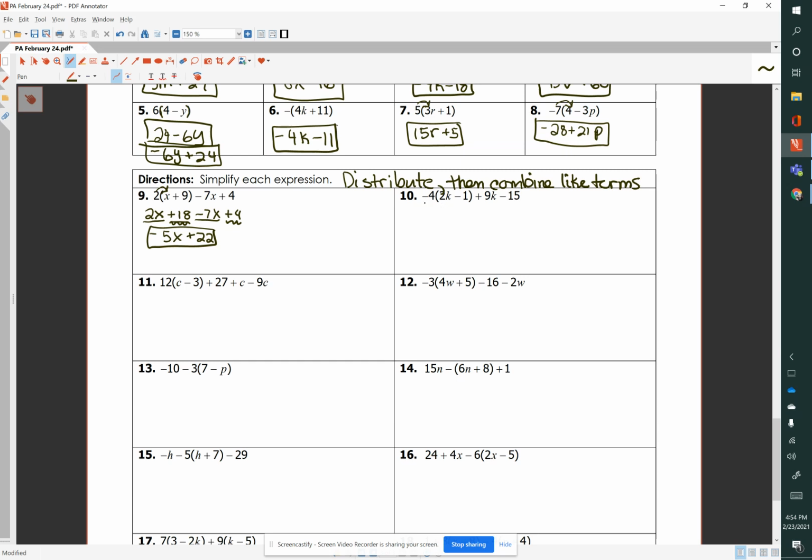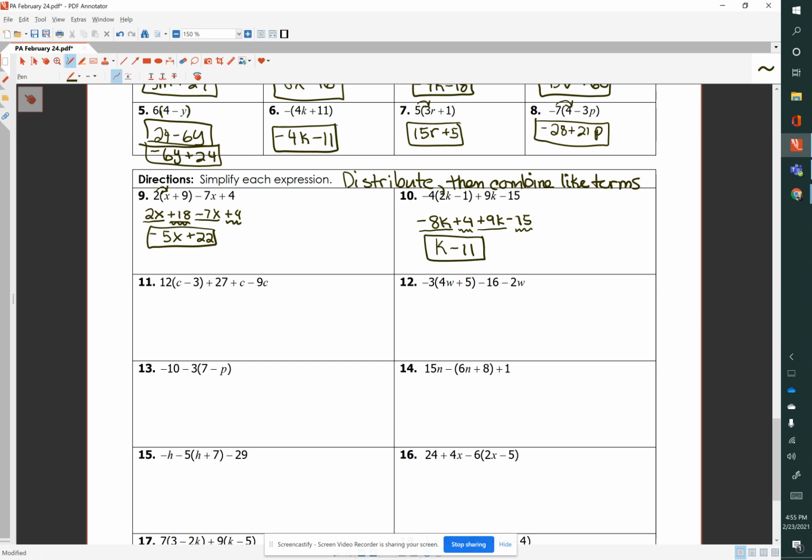Now I have negative 4 times the quantity of 2k minus 1 plus 9k minus 15. Negative 4 times 2k is negative 8k. Negative 4 times negative 1 is positive 4 plus 9k minus 15. So we distributed. Now we combine like terms. Negative 8k plus 9k is 1k, and we simply write k. We have an invisible 1 in front of the k. 4 minus 15 is negative 11.